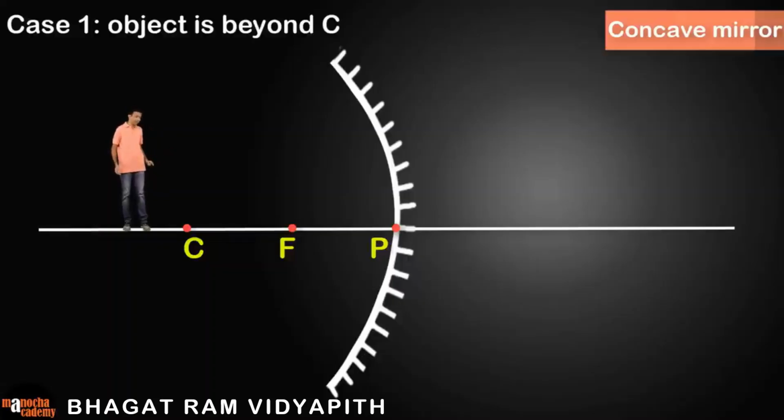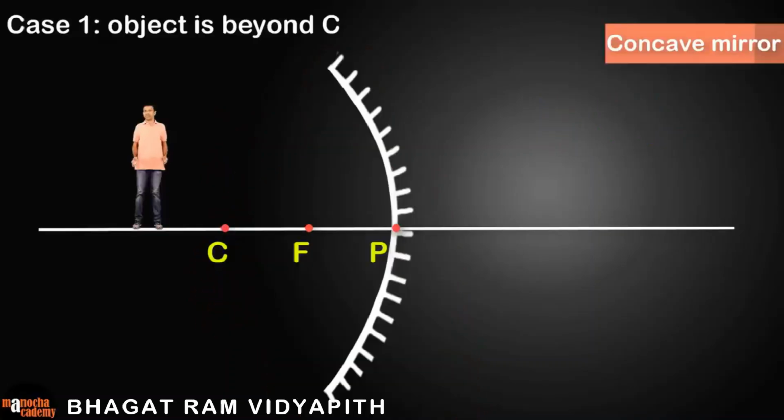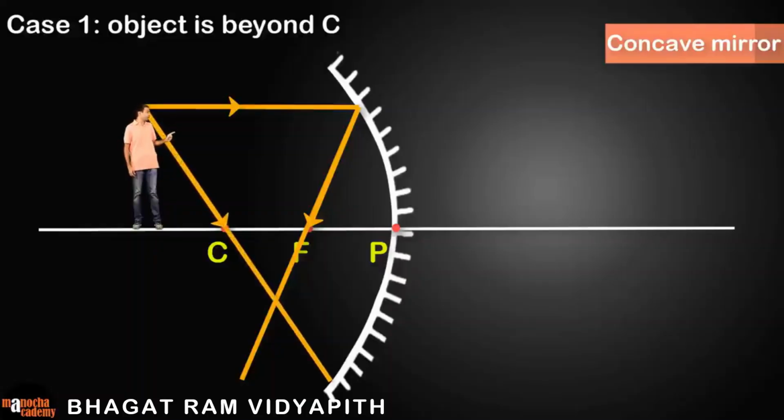I'm beyond C, the center of curvature. You need to consider the rays from the top of the object, so from my head. And remember, we need to take 2 out of the first 3 rules. So let's use rule 1. For the ray that is parallel to the principal axis, after reflection, it passes through the focus. And for the second ray, we can use rule 2. So the ray passing through the center of curvature gets reflected back along the same path.